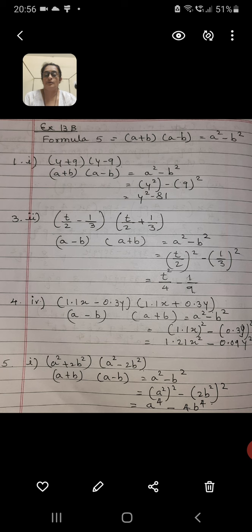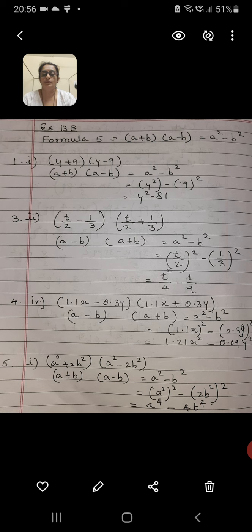Y plus 9, y minus 9. So here y plus 9 and y minus 9, 9 is negative in the next one. So a plus b, a minus b formula gives a square minus b square. So y is a here, 9 is b here. So a square means y square and b square means 9 square. So y square is y square and 9 square is 81. So your answer is y square minus 81. Fine. Let us go to the next one.